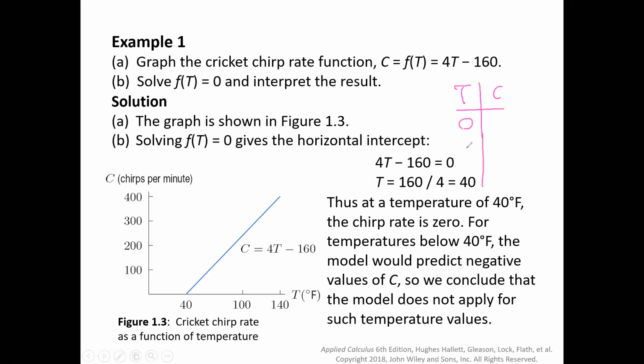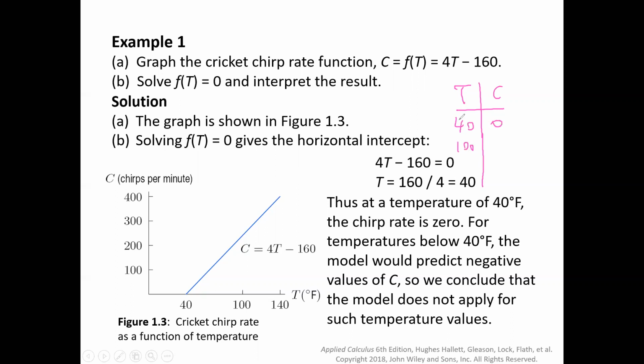Let's say 0 and 1. Now that's a bad choice. Let's say 40 and 100. So we pick temperature to be 40 and 100 degrees Fahrenheit. Those are our independent variables t, and then we just take these two values and plug in here. So 4 times 40 is 160, minus 160 will give you 0.